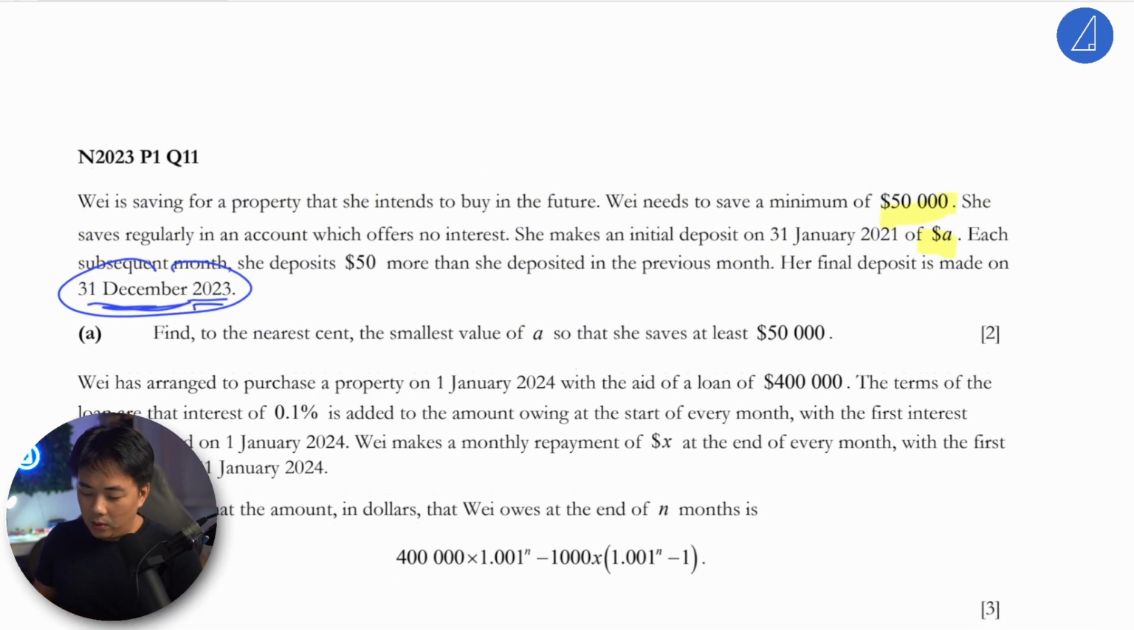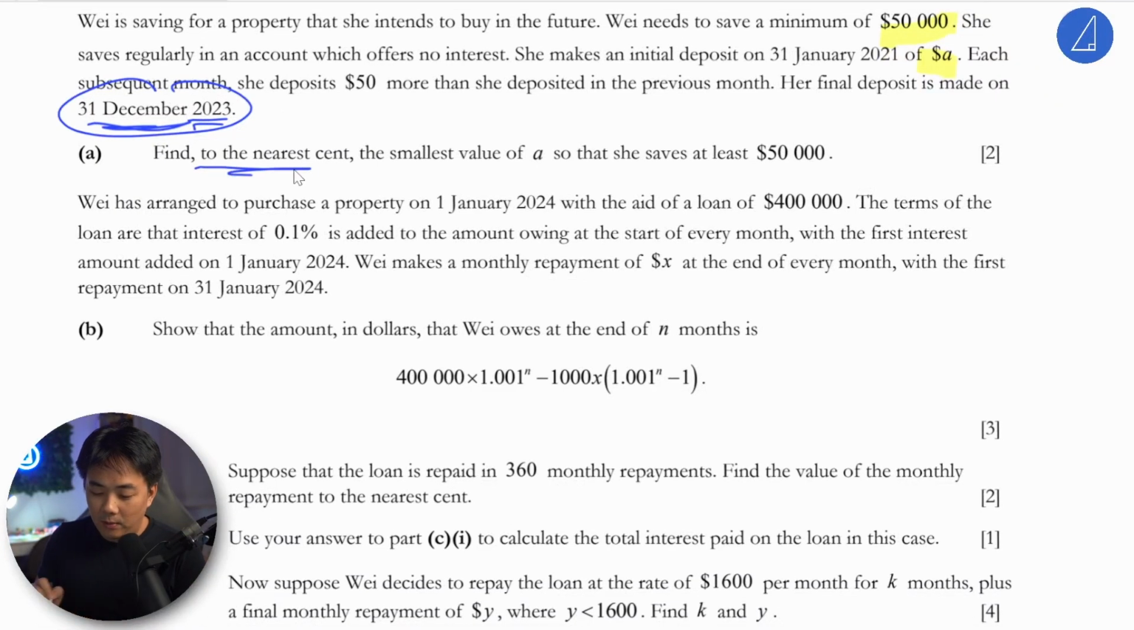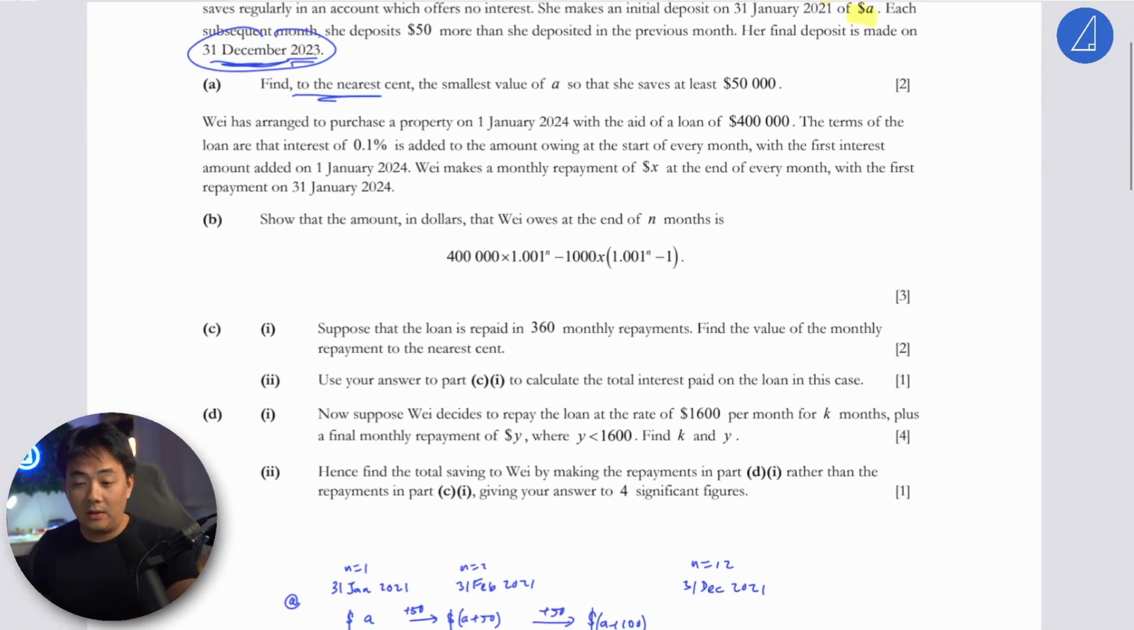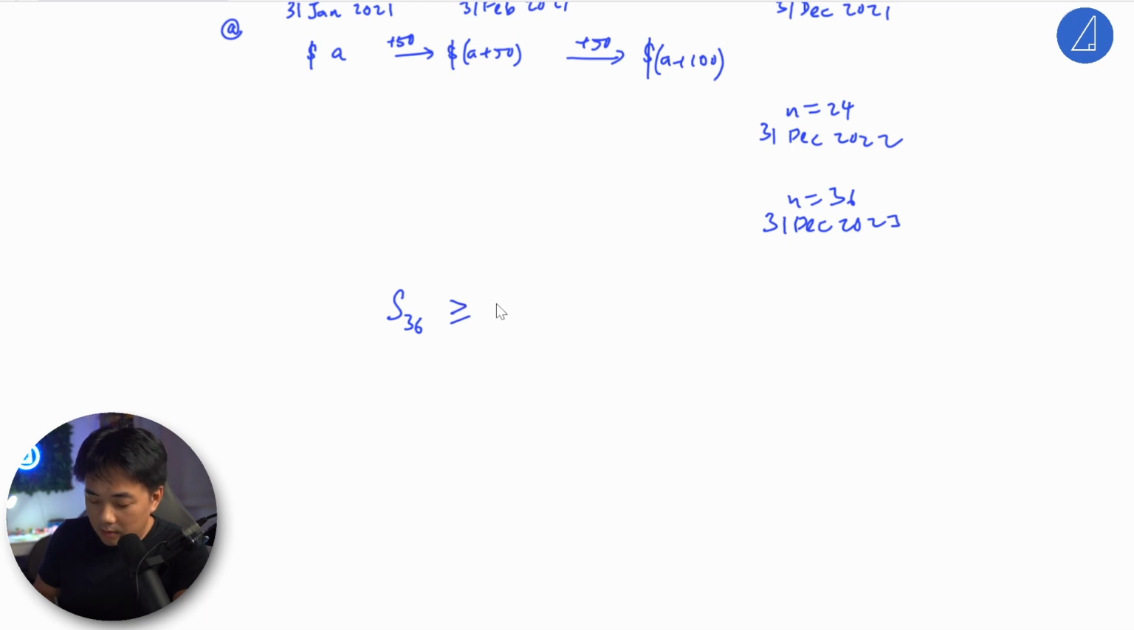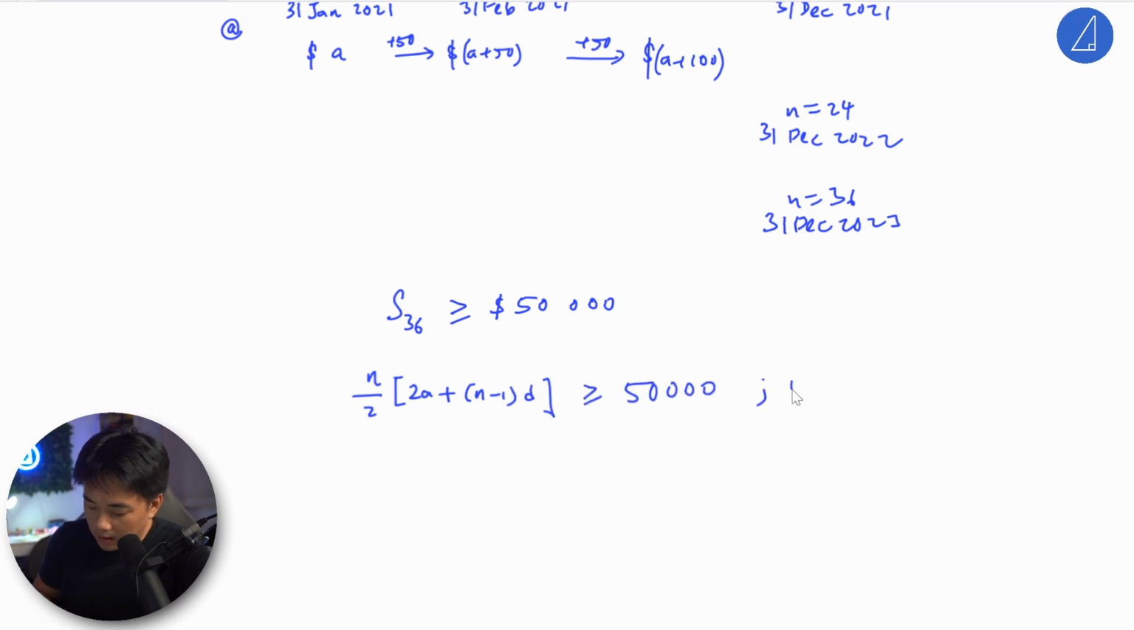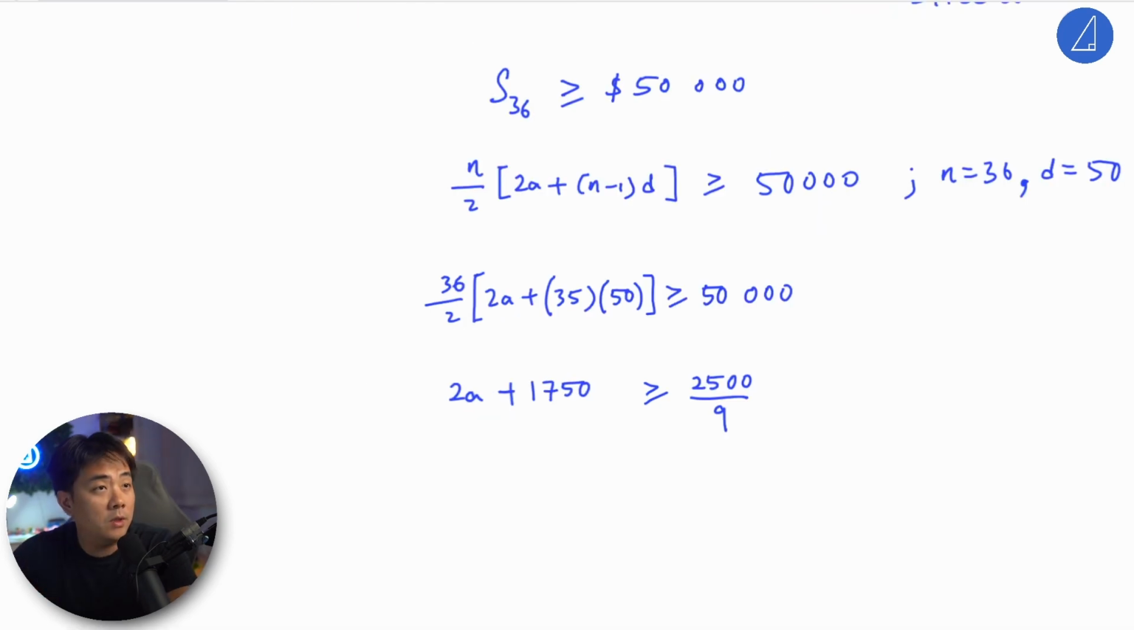We find the smallest value of a such that she saves at least 50,000. So the inequality here is S36 greater than or equal to 50,000. If you use the formula for AP, it will be n over 2 times [2a plus (n minus 1)d], and this will be 50,000 over here. Just understand n equals 36, a is a, because there's a, then d is 50. So this is just a linear inequality.